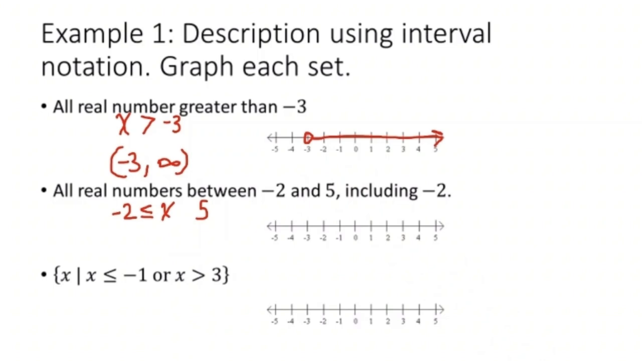As far as between the x and the 5, we're not told we're including 5. But since x is between -2 and 5, x does have to be smaller than 5. But no equals sign, because we're not saying we're including 5. Now, what would be our interval?